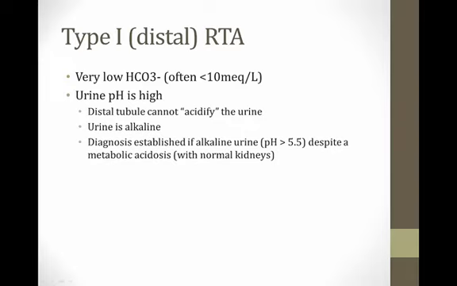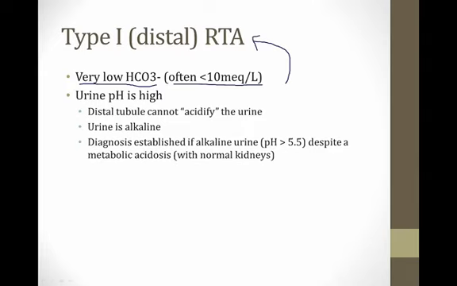So one thing that's very useful to know about type 1 RTAs is that they result in a very low bicarbonate level, often under 10. Recall that a normal bicarb level is 24, so if you are suspecting an RTA in a patient and the bicarb level is 6 or 7 or 8, very low and under 10, it's most likely a type 1 RTA, and that's a very helpful piece of information to know.